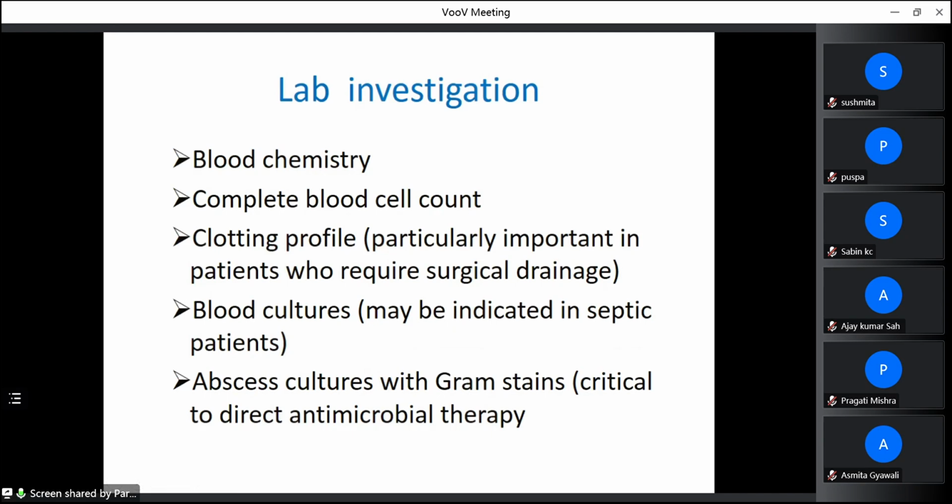So you have to do lab investigations. You have to see the blood chemistry, complete blood cell count, and clotting profile, which is particularly important for a patient who requires surgical drainage. Blood culture may be indicated in a septic patient. Abscess culture with Gram stain is critical to direct antimicrobial therapy.